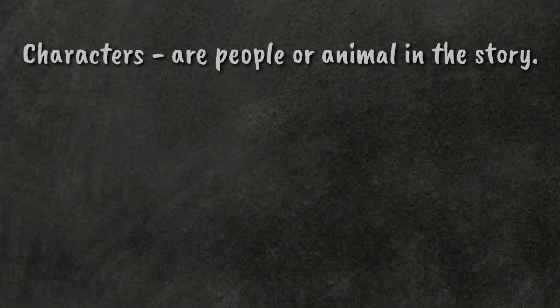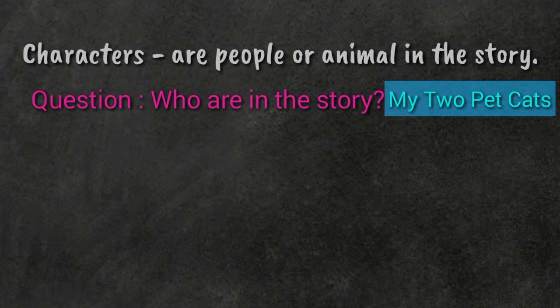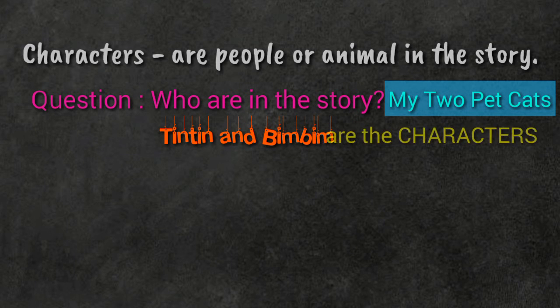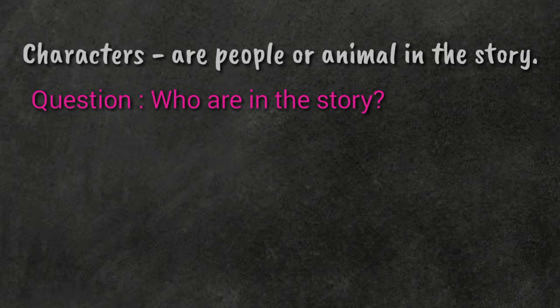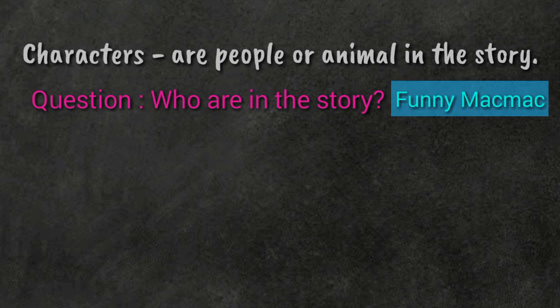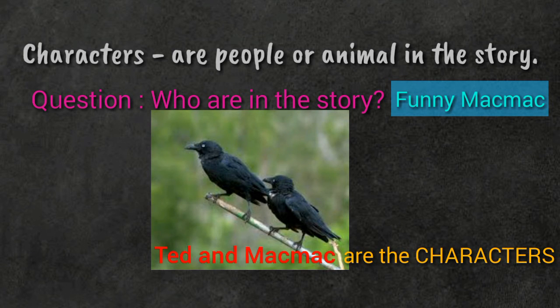Characters are people or animal in the story. It answers the question, who are in the story? In the story My Two Pet Cats, who are in the story? Tintin and Bim Bim. Tintin and Bim Bim are the characters. In the story Fanny Mac, who are in the story? They are Mac and Ted. Mac and Ted are the characters in the story.